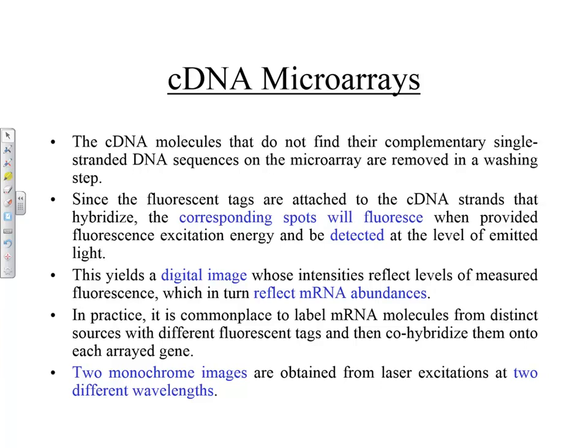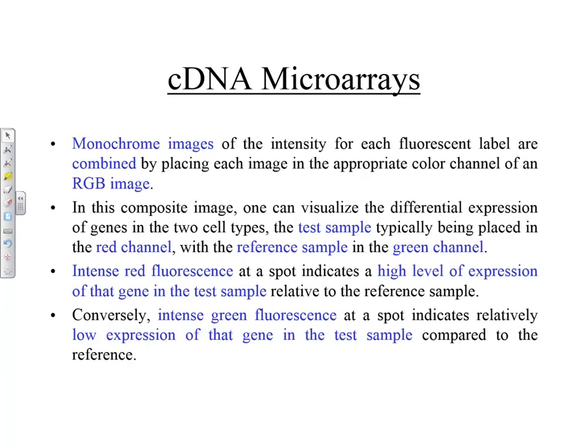So in practice, it is commonplace to label mRNA molecules from distinct sources with different colors, and then to co-hybridize them onto each array gene. Two monochrome images, the red and the green, are obtained from laser excitations at two different wavelengths. So monochrome images of the intensity for each fluorescent label are combined by placing each image in the appropriate color channel of an RGB image.